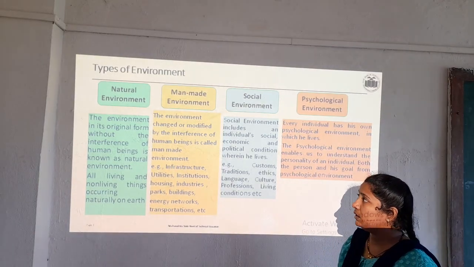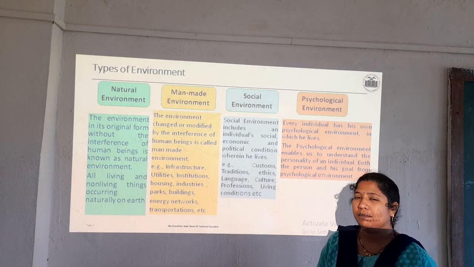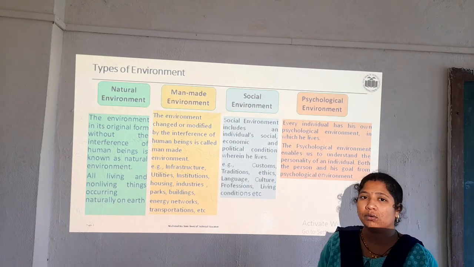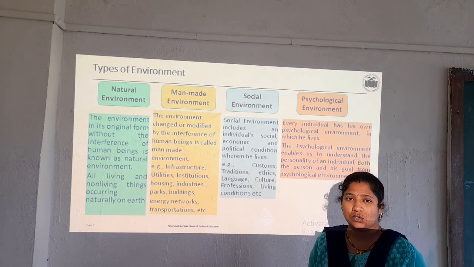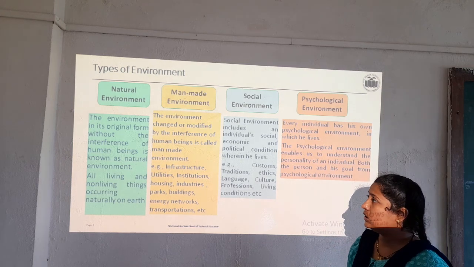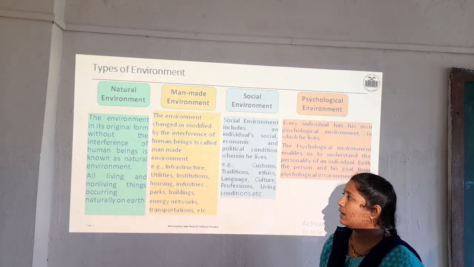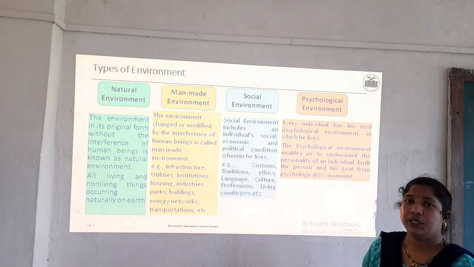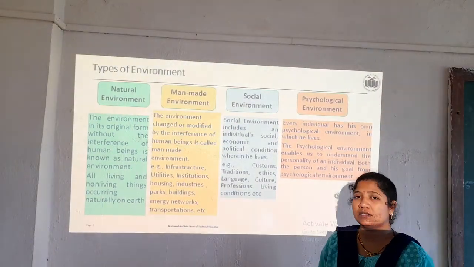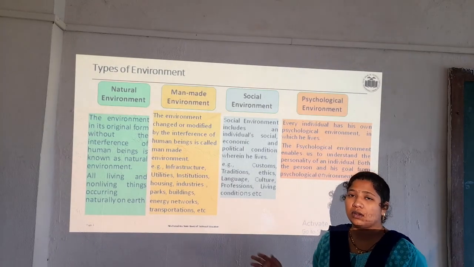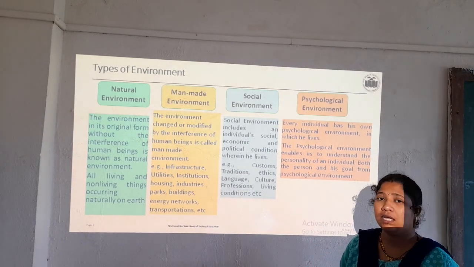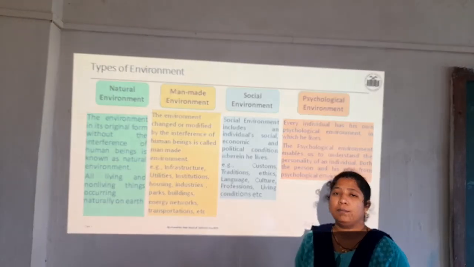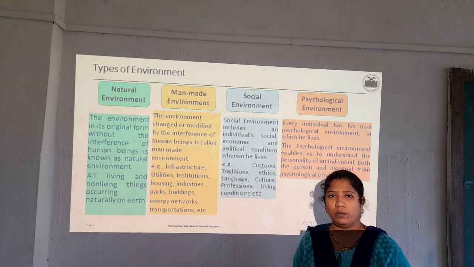The man-made environment can be changed or modified by human beings, with the interference of man. For example, infrastructure, institutions, utilities, housing, industries, parks, buildings. These are all examples of man-made environment. This environment is made by the interference of human beings.